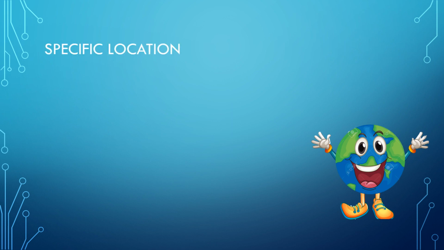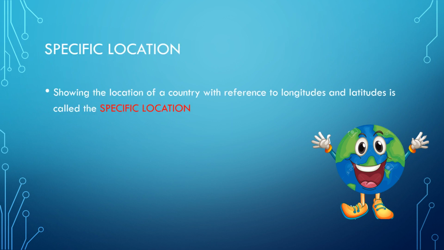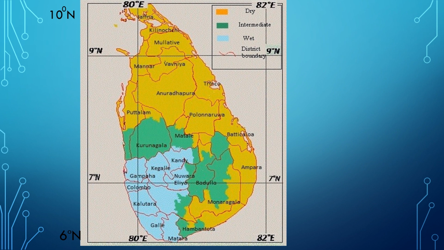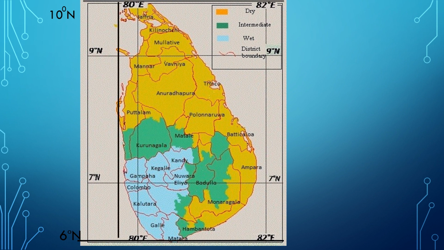Our next topic is specific location. Showing the location of a country with reference to longitudes and latitudes is called specific location. Let us see how to describe the specific location of Sri Lanka. When we observe the specific location of the island, it is situated between 5 degrees 55 minutes and 9 degrees 55 minutes north latitude and 79 degrees 41 minutes east longitude and 81 degrees 53 minutes east longitude.